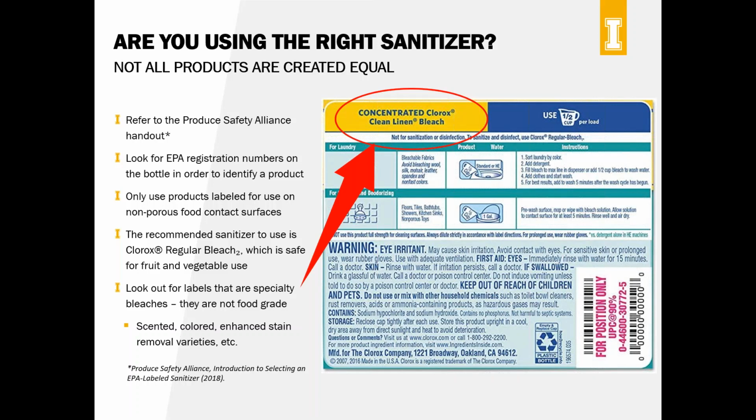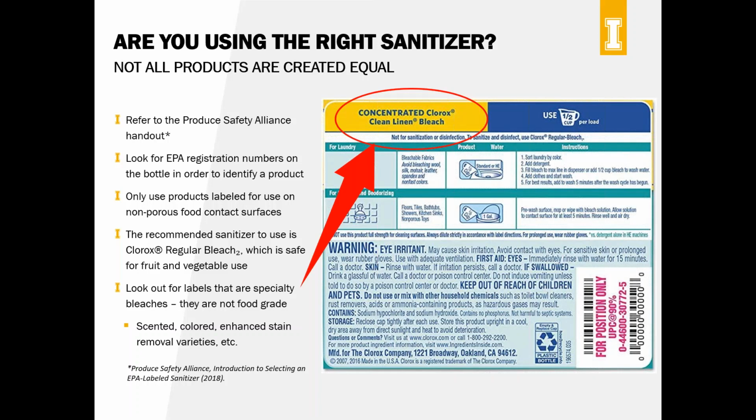So here are a couple of different steps to help you figure out if you're using the right sanitizer and if not, how to do so. It can be a little bit tricky because there are a ton of products on the market, and most products like bleach, for example, are used for laundry, so they might have a lot of different things in them that you don't necessarily want. For this, we refer to the Produce Safety Alliance spreadsheet, which I'll talk about in just a second, that outlines what this looks like.